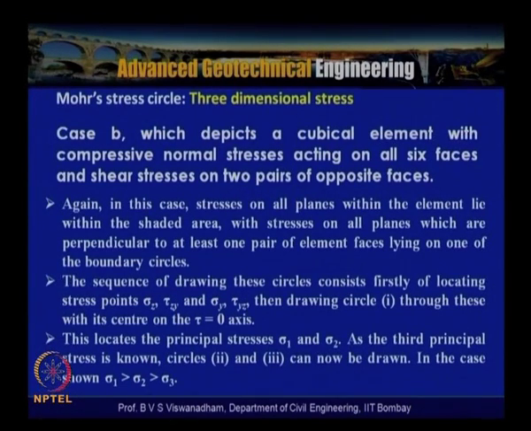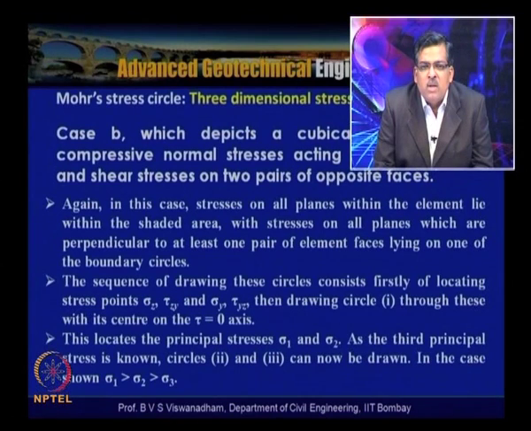So in this case sigma 1 is greater than sigma 2 and then sigma 3. As it has been told in geotechnics, it is convenient to use sigma 1 as the major principal stress, sigma 2 as the intermediate principal stress, and sigma 3 as the minor principal stress.